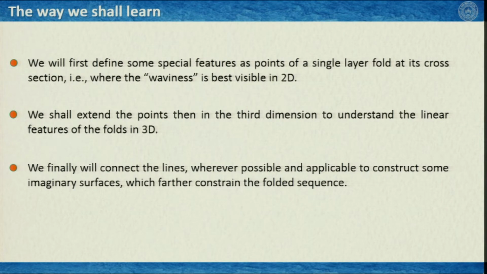We will first define some special features as points on a single layer fold at its cross section. So, what we mean by cross section at this stage of our understanding of folded structure is where the waviness is best visible in 2D. So, if I have a folded layer, then I have to see it in 2D and I will see it on a section where this waviness is best visible. Then we will extend these points to the third dimension.